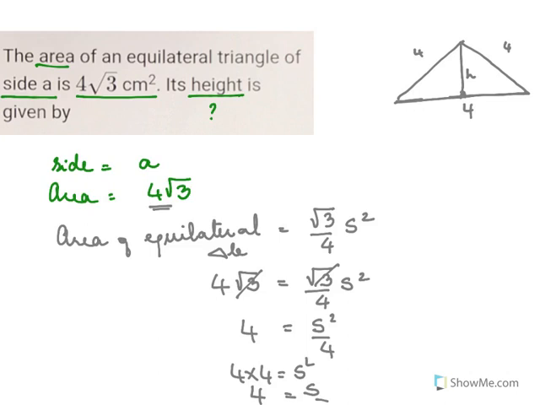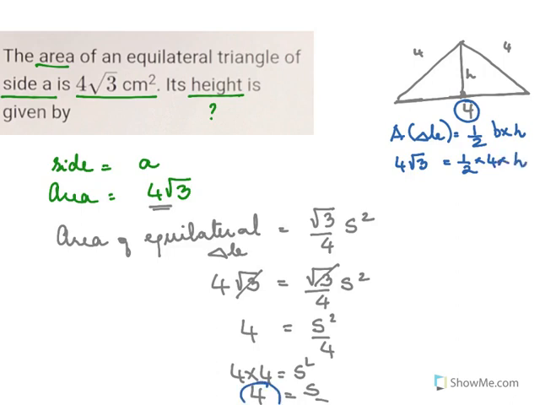Now we have another formula for area of triangle, and that is half base into height. The area is given as 4 root 3. Half the base we know is the side, which is 4, which we have calculated here, into height. So we have now this cancels. So 4 root 3 equal to 2h. So h equal to 4 root 3 over 2. 2 root 3 equal to h.